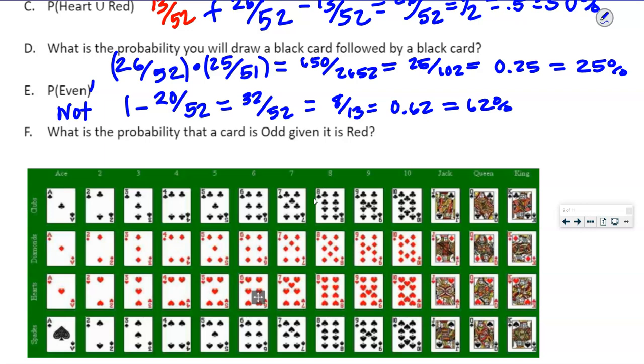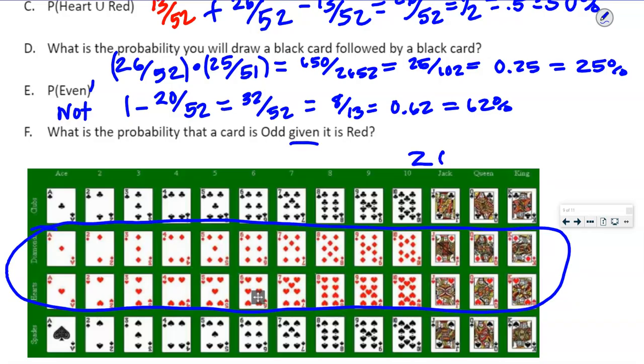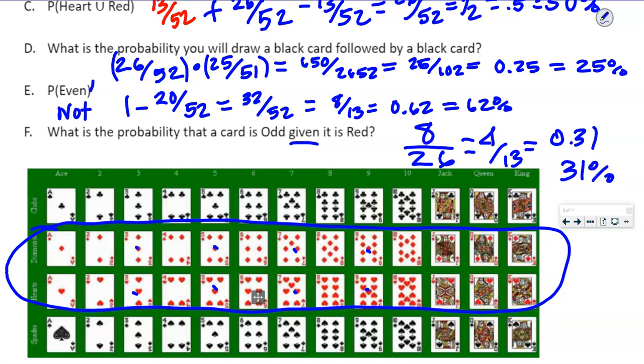Okay, so given it's red, we're only talking about red cards, right? So that given means we put that number in the denominator, right? That whole group. Then how many of those cards are odd? 3, 5, 7, 9. 3, 5, 7, 9. So isn't that 8 cards? So that's 8 over 26, okay? That reduces to be 4 over 13, and that's going to be 0.31, which is 31%. Now remember, again, ace is not an odd card, okay?